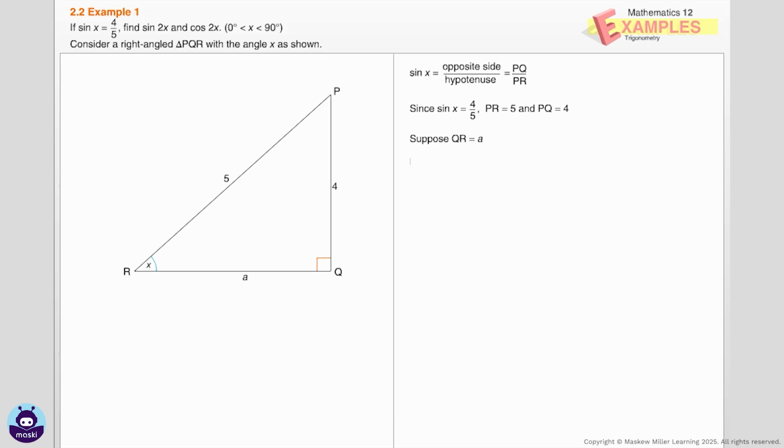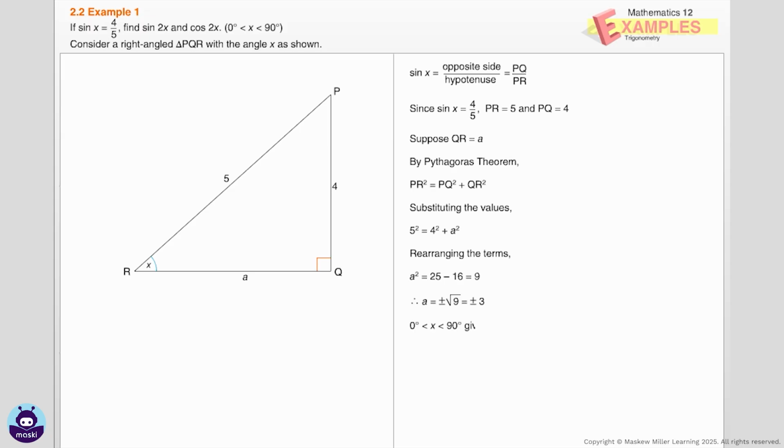To get the third side, we apply Pythagoras' theorem. PR square equals PQ square plus QR square. Substituting the values, 5 square equals 4 square plus A square. Rearranging the terms, A square equals 25 minus 16 equals 9. Therefore, A equals plus or minus square root of 9, equals plus or minus 3.